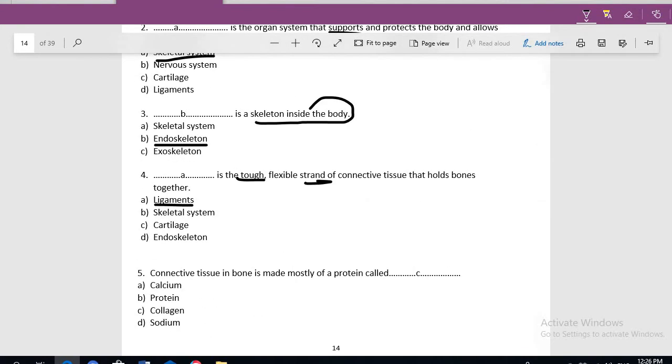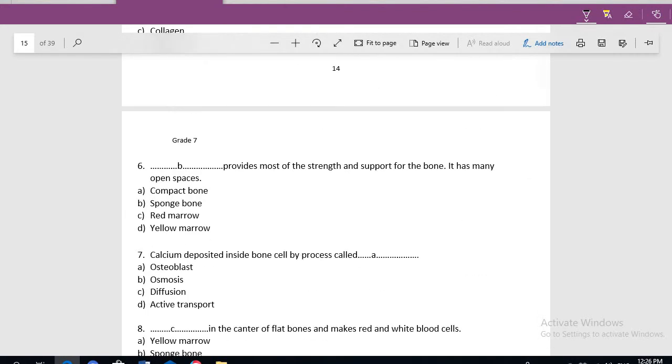Okay. Connective tissue in bone is made mostly of protein. As the connective tissue present in the bone is made of protein, this type of protein is called collagen. So bones are made of protein, and this type of protein is called collagen. It provides most of the strength and support for bone. It has many open spaces.